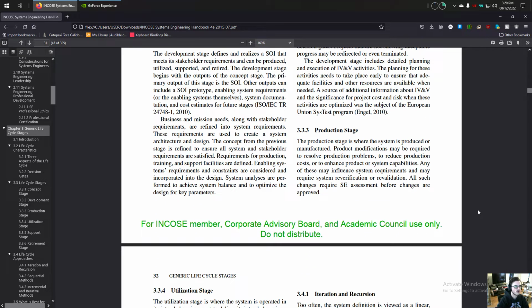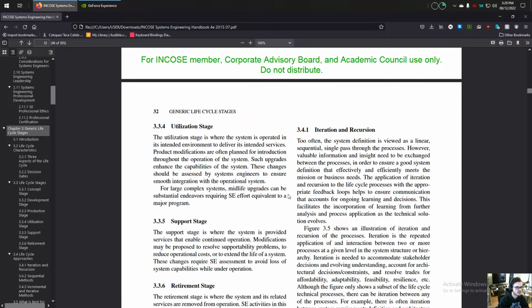Section 3.3.3, the production stage. The production stage is where the system is produced or manufactured. Product modifications may be required to resolve production problems, to reduce production costs, or to enhance product or system capabilities. Any of these may influence system requirements and may require system re-verification or revalidation. All such changes require systems engineering assessment before changes are approved.